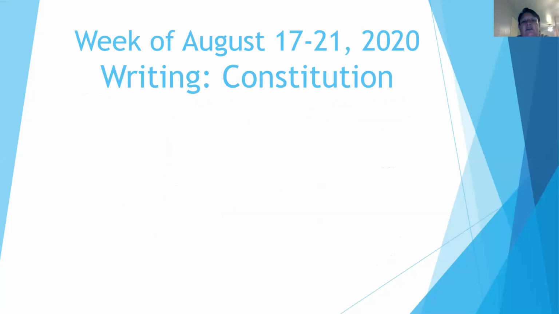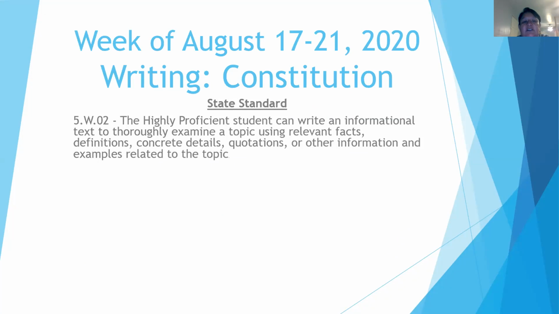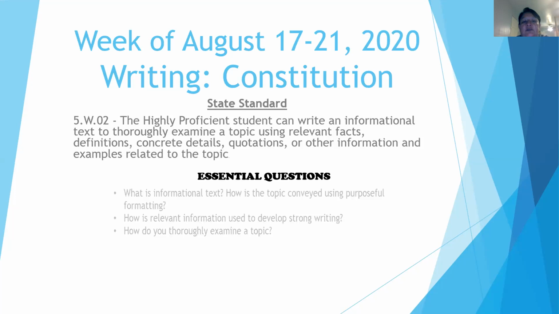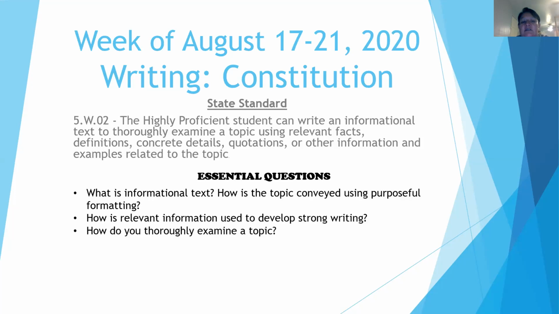Okay, this week you're going to be writing about the Constitution. Your standard is to write informational text using relevant facts, definitions, concrete details, quotations, and other information and examples related to the topic. And your essential question is, what is informational text? How is the topic conveyed using purposeful formatting? How is relevant information used to develop strong writing? And how do you thoroughly examine a topic?